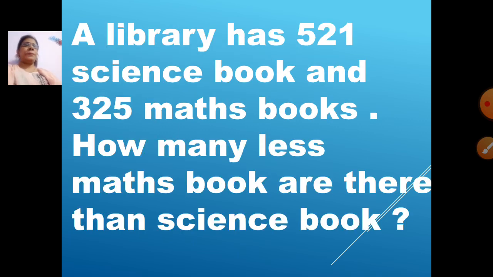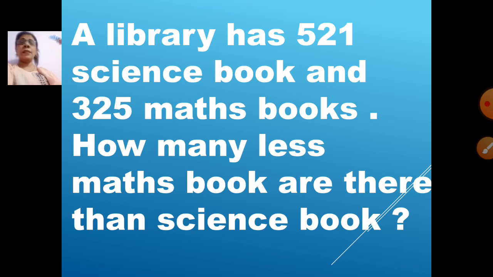Now, next. A library has 521 science books and 325 maths books. How many less maths books are there than science books? In a library there are 521 science books and 325 maths books. How many less maths books are there than the science books?